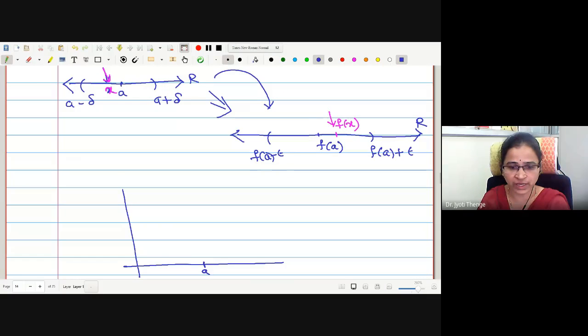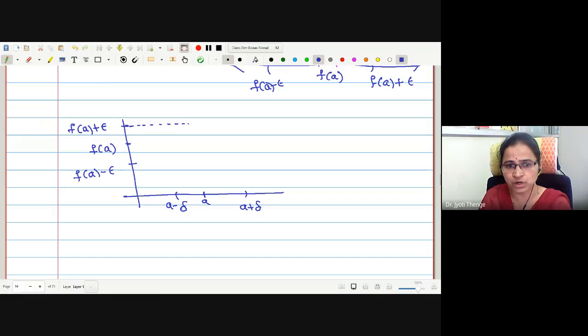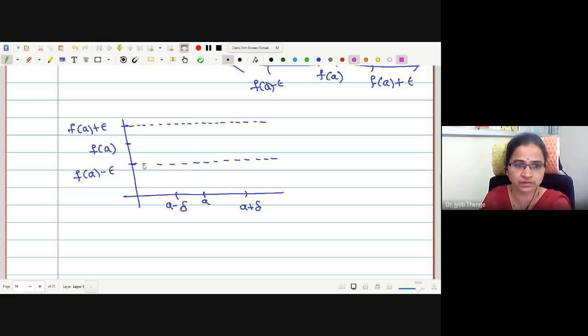Suppose this is the point a and this is the delta neighborhood around a, a minus delta to a plus delta. Suppose somewhere here is my f of a value and here is the epsilon neighborhood, f of a minus epsilon to f of a plus epsilon. Let me draw those horizontal lines to understand where the location of those points is. Now let me mark these points with a different color pen again. Vertical lines.